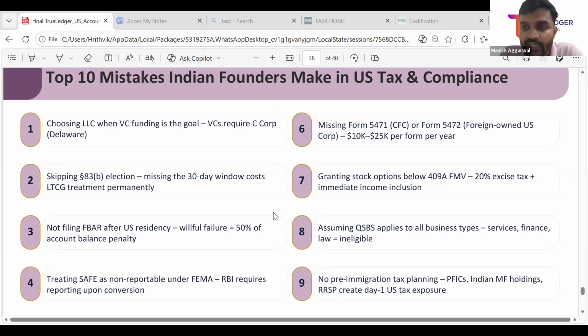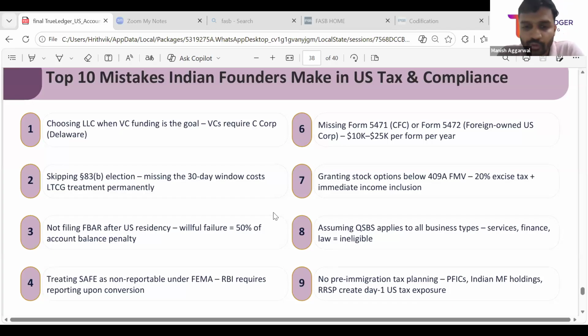Another issue which startups and their founders often ignore is that when they grant ESOPs to their employees, they do not take a 409A valuation. They just grant on the basis of the funding round, or they don't have a formal valuation report. This is one of the ignored areas. Also, they do not report their US SAFE instrument under the FEMA reporting laws for Indian tax reporting, or under the Indian ODI, or under the India Foreign Assets and Liabilities schedule. This is also one area.